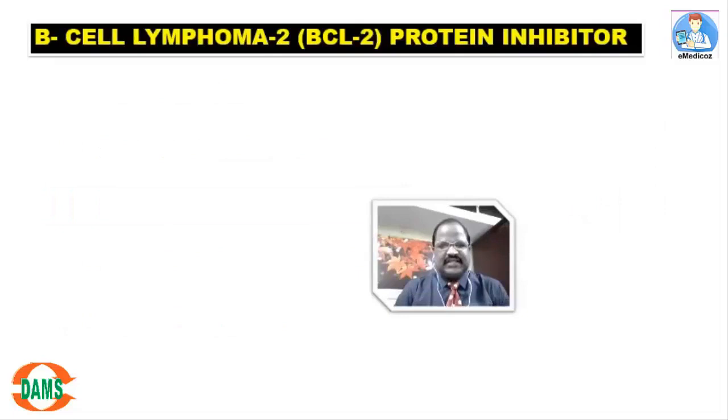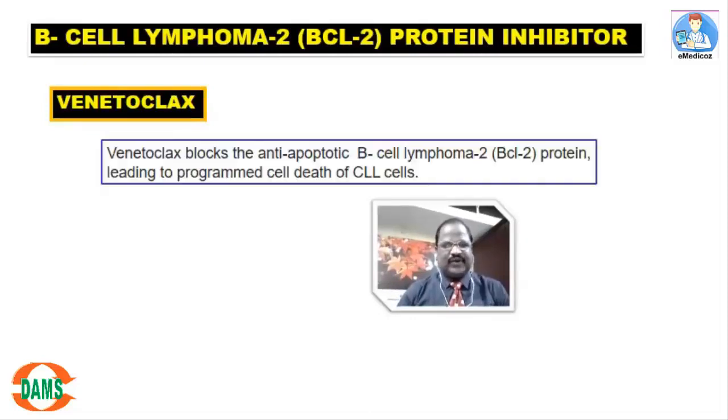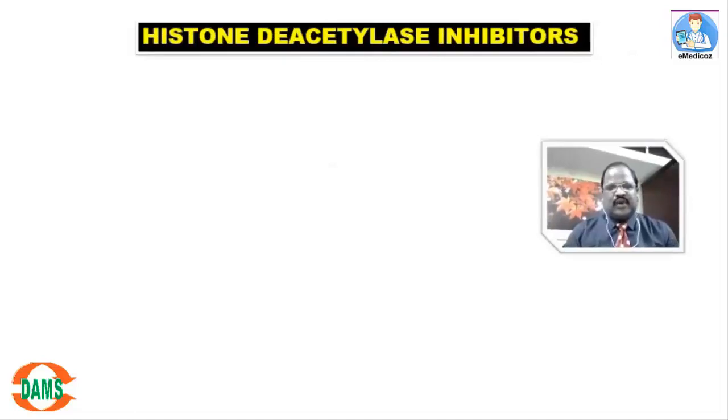Next is B-cell lymphoma 2 protein inhibitor, simply called BCL2 protein inhibitor. First, we should know the drug name. The example for this category drug is venetoclax. What is the mechanism of action of venetoclax? Venetoclax blocks the anti-apoptotic B-cell lymphoma 2 protein, thereby leading to programmed cell death of CLL cells. So, venetoclax is a newer drug useful for treatment of CLL. It is called BCL2 protein inhibitor.